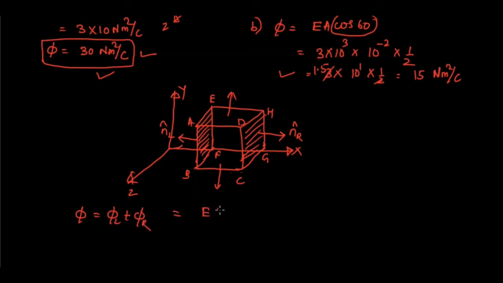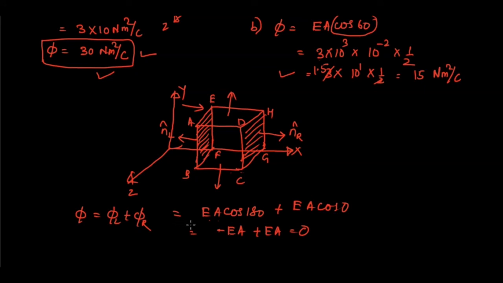Phi L will be E into A into cos 180. The electric field is uniform and is towards the positive x-axis, and the left surface has its area vector towards the left, so the angle is 180 degrees. So write E A cos 180, plus for the right surface the electric flux will be E into A into cos 0. Because the electric field has the same magnitude at every point, at the left surface and the right surface, and all those faces have the same area. So EA cos 180 plus EA cos 0. Cos 180 is minus 1, so it will be minus EA, and cos 0 is plus 1, so it will be plus EA, so the answer will be 0.